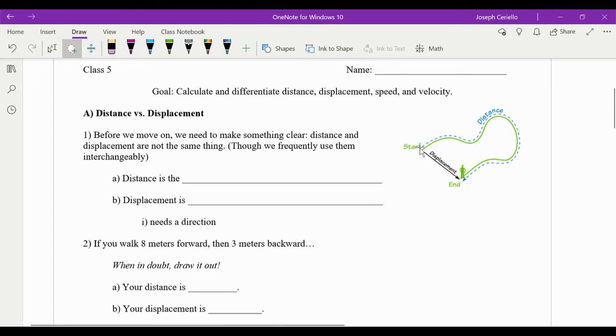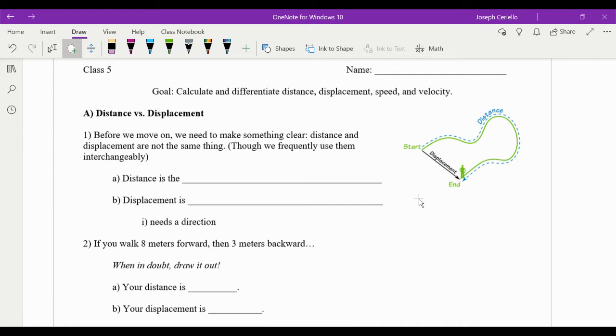Now, distance has no direction to it. Notice how, the length of your path, you were constantly going different directions. It's just the total length of your path. It's just a number with a unit on it. Displacement, on the other hand, has a length. Okay, it has a magnitude, but it also has a direction. This is not just how far you are from where you started, it's in which direction.